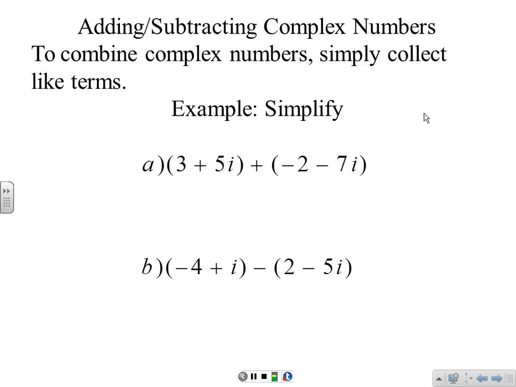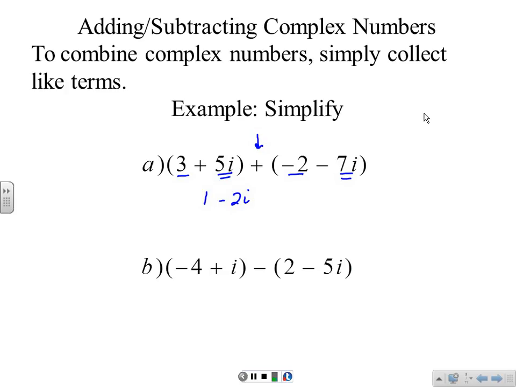Okay, so adding and subtracting these complex numbers, you're going to do this the exact same way that we did in Chapter 3. To combine complex numbers simply means to collect like terms. So you're going to have the real parts, 3 plus a negative 2, and I know it's addition because of the plus sign in between. So 3 plus negative 2 is going to be 1. And then 5i plus a negative 7i is going to be negative 2i. And that is in standard form because I have the real first and the imaginary second.